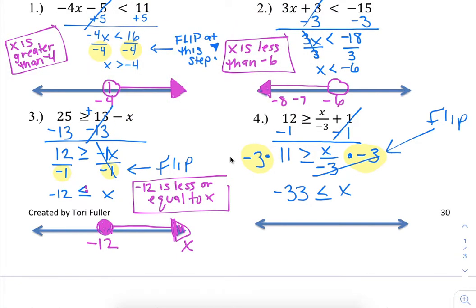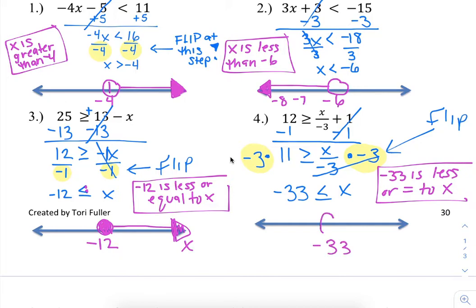Let's go ahead and write that in words. So negative 33 is less than or equal to x. I'm going to put negative 33 as my number. It is a closed circle because it has the or equal to line underneath it right here. And because the alligator is eating the x, or because the x needs to be bigger than the negative 33, I want my x to be moving towards the right.